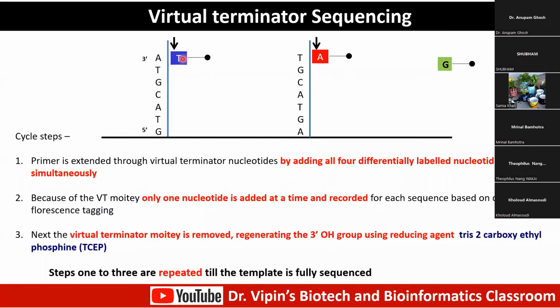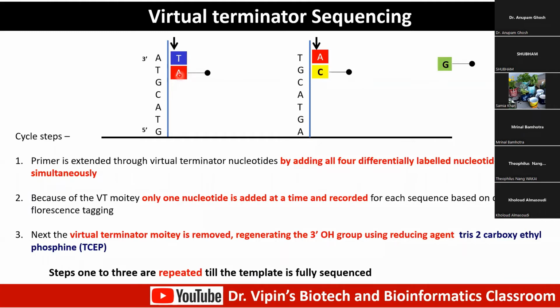So here you have a thymine incorporation. Thymine is blue, so you know on the template there will be an adenine. Likewise, here there is an adenine incorporation. Adenine you have tagged as red, so now you know that on the template there is a thymine. And this is your virtual terminator moiety. Before moving on to the next cycle, you need to remove your virtual terminator moiety. Once you remove that, you move on to the next cycle. Again, you have the incorporation based on the base complementarity rule, and then again you have the terminator moiety. Therefore, no further extension happens.